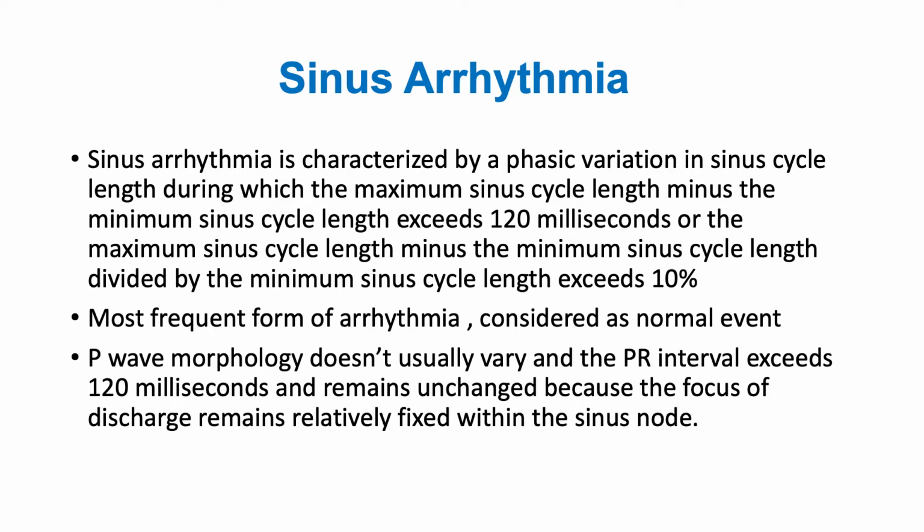Sinus arrhythmia is characterized by phasic variation in sinus cycle length, during which the maximum sinus cycle length minus the minimum sinus cycle length exceeds 120 milliseconds, or the maximum minus the minimum cycle length divided by the minimum sinus cycle length exceeds 10%. It is an arithmetic definition. It is the most frequent form of arrhythmia, considered a normal event in life. P wave morphology does not usually vary, and the PR interval exceeds 120 milliseconds and remains unchanged, because the focus of the discharge remains relatively fixed within the sinus node.